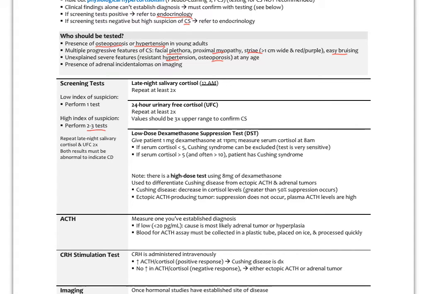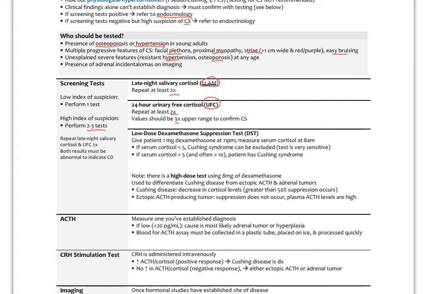But doing a late night, 12 a.m. salivary cortisol, repeated at least twice. A 24-hour urine-free cortisol, again, ideally repeated twice. And we should see values over 3 times the upper range to confirm Cushing's syndrome.